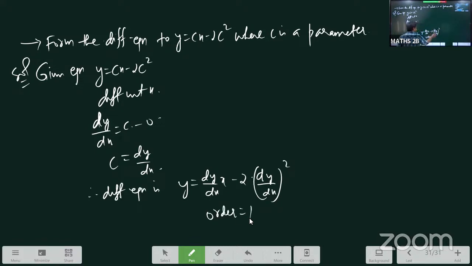Again, what is order? Order is 1. What is the highest derivative I can find? dy by dx means order is 1. But what is degree? Degree means the power of the highest derivative. So the power here it is 1, but here it is 2. So your answer will be 2. Is it clear? Right.